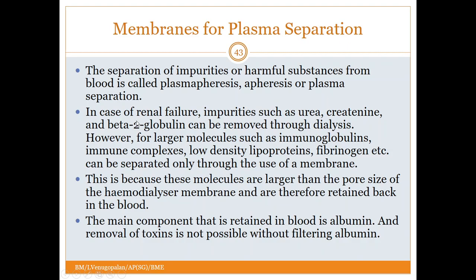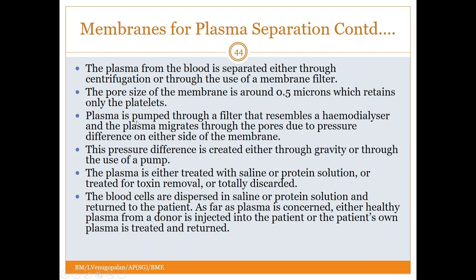The pore size is such that only platelets cannot pass through it. Everything else is allowed to pass through it. Now the larger molecules, since they're larger than the pore size of the hemodialyzer, are retained. And one of the main components that gets retained is albumin, and without removal of albumin, it is very hard to filter toxins from the blood. Therefore, you have a plasma.